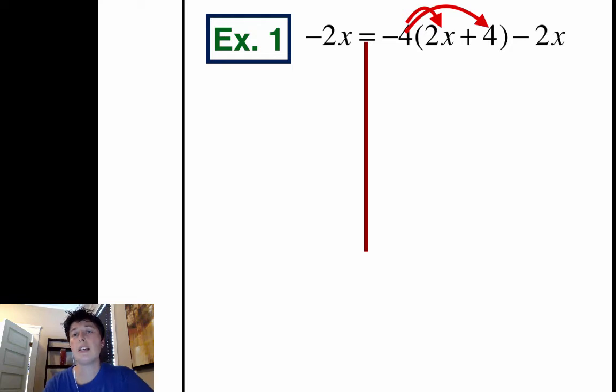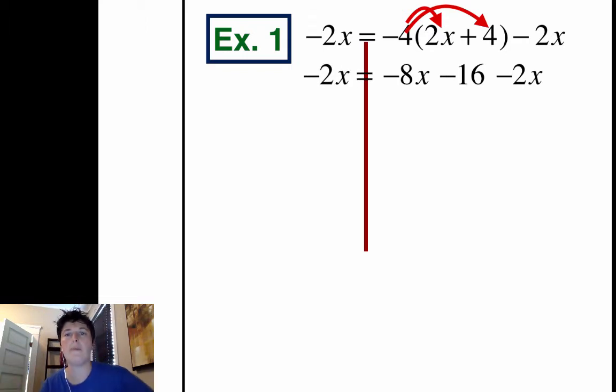So negative 4 times 2x is going to be a negative 8x, because 4 times 2 is 8. And negative 4 times 4 is going to be 16, but it'd be minus 16 because of the negative sign. So we did our distributive property, but we still have that minus 2x on the end. And on the other side, we still have equals negative 2x. We haven't done anything to the ends of this problem.